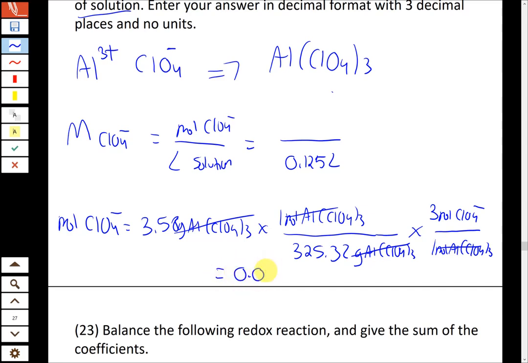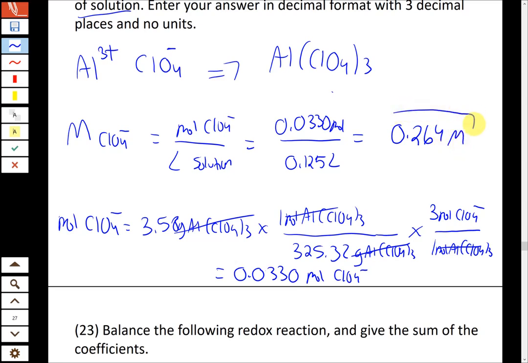And so what that gives us then is 0.0330 moles of perchlorate. Because we're finding molarity of that ion individually, we need to make sure we have the correct number of moles of that ion when we dissolve it. And again, when 1 mole of this compound dissolves, it releases 3 moles of perchlorate, which is why we need that last step. So now 0.0330 moles per 0.125 liters gives us a molarity of 0.264.